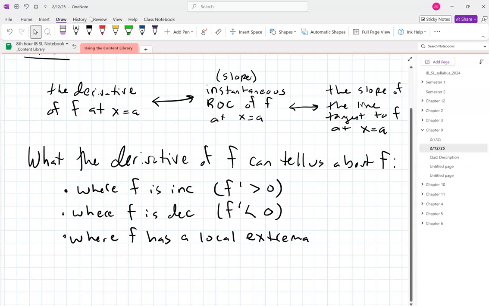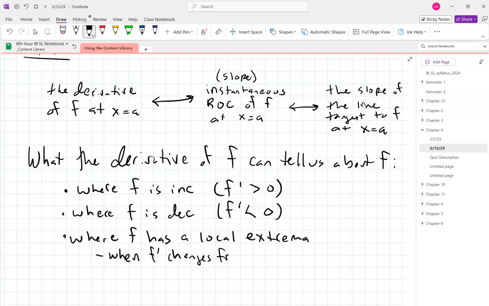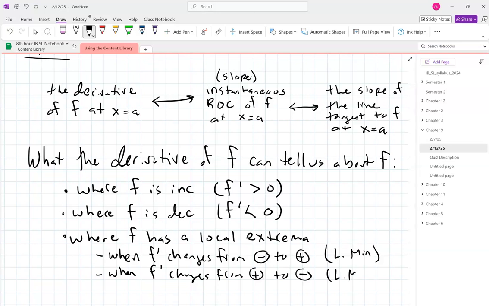So we can find out where f has a local extrema by looking at when f prime changes from negative to positive. That's going to be our local minimum. And when f prime changes from positive to negative, that'll be our local maximum.